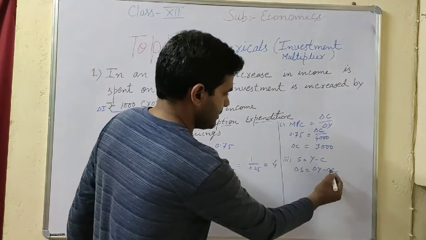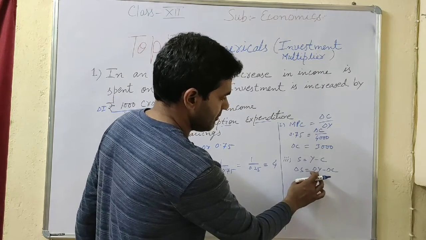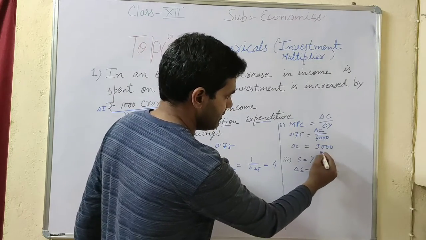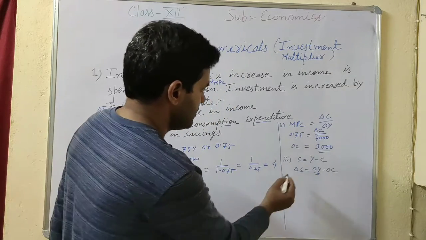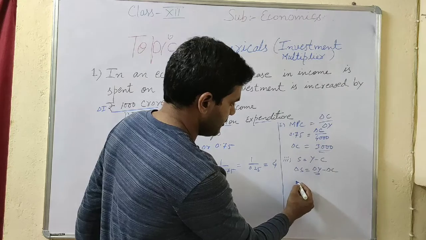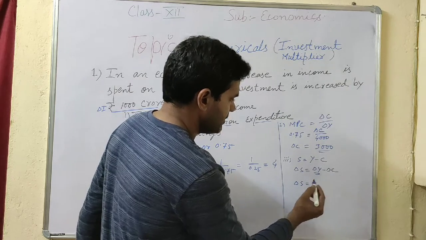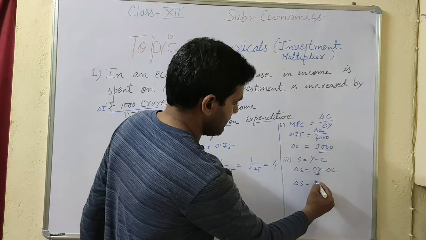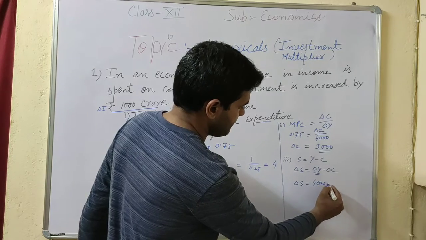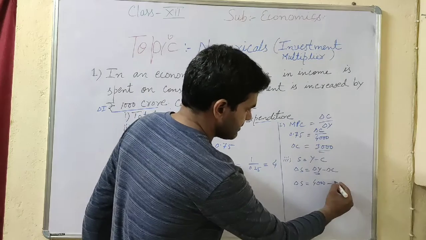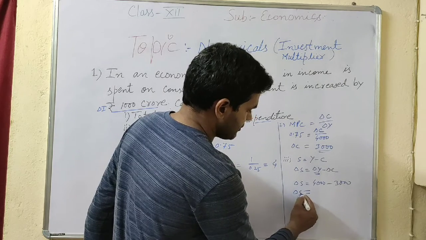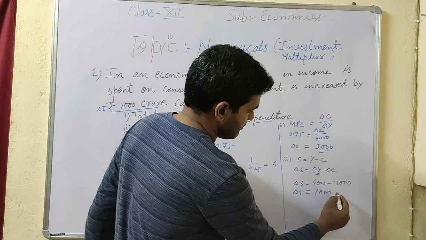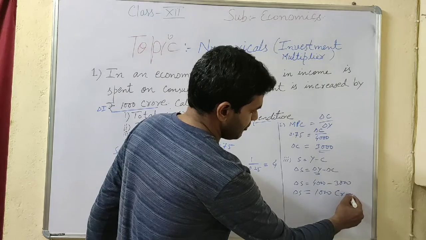Now we can put the value of these two, because we know the value of delta C, which is 3000, and delta Y, which is 4000. So we can easily calculate the value of delta S, or change in savings. Delta Y is 4000 minus delta C, which is 3000. So delta S, or change in saving, is 1000 crore.